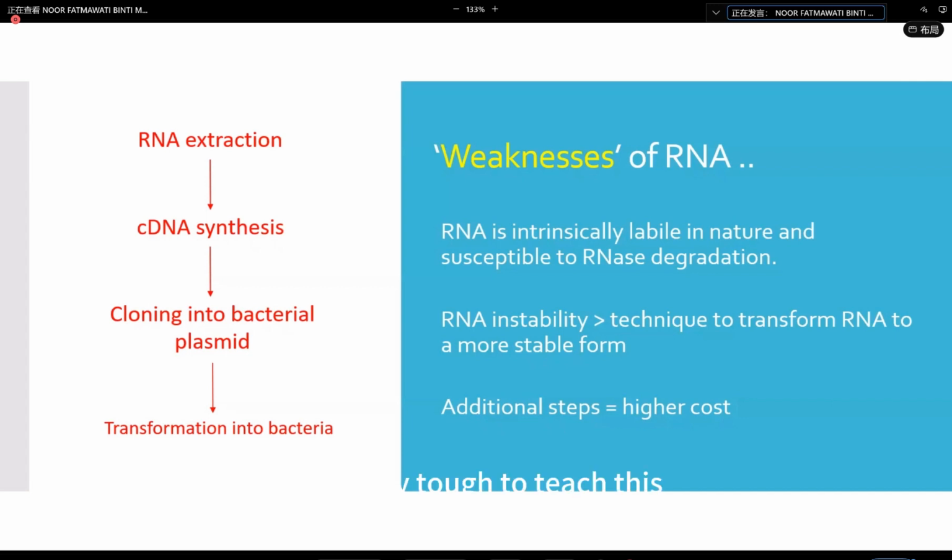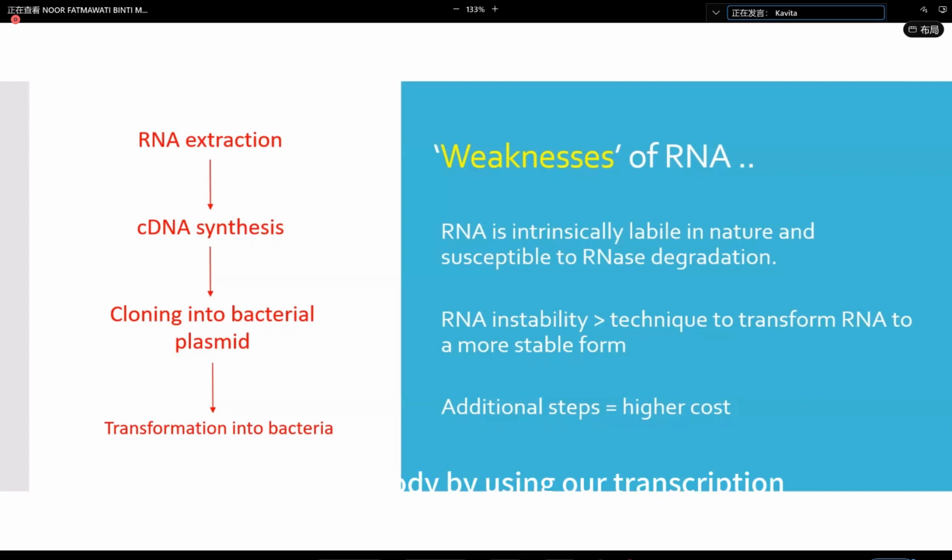It's really tough to teach this. Any question that you want to raise? Yeah, Doctor was wondering if an RNA virus infects our body, will it be able to replicate?